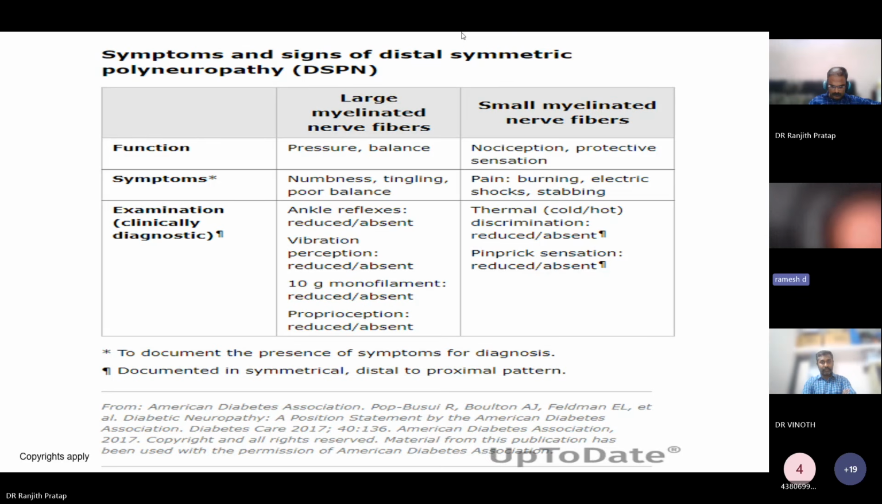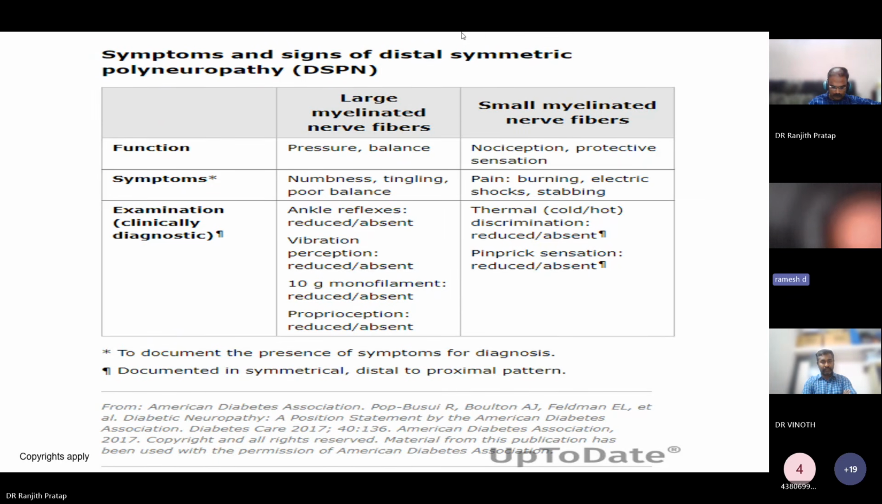If the small myelinated fibers are involved, they are responsible for nociception and protective sensation. If protective sensations are lost, patients develop ulcers. They may not even know that they have ulcers. Bystanders may notice, or sometimes the ulcers become infected. Infected ulcers may become foul smelling. Only then do the patients themselves know that they have some infection. So you have to assess.